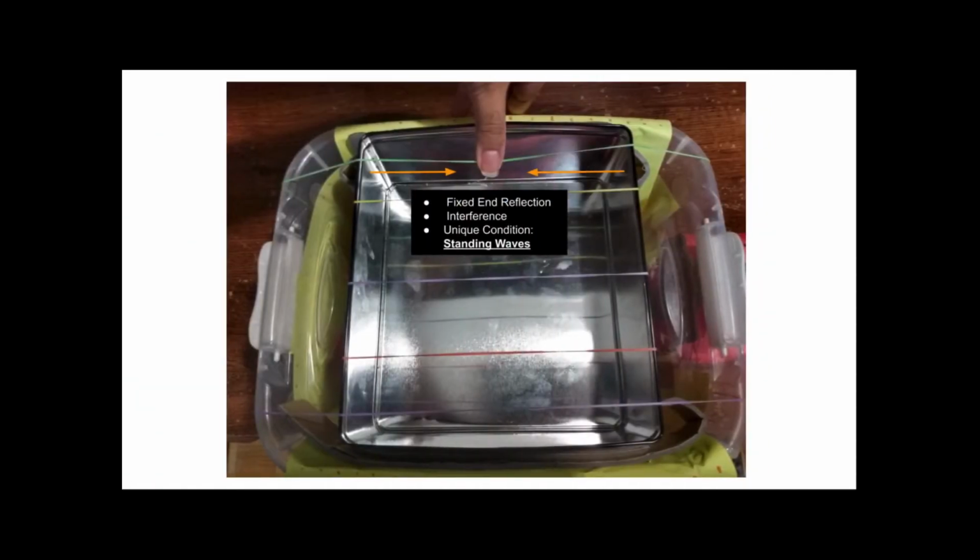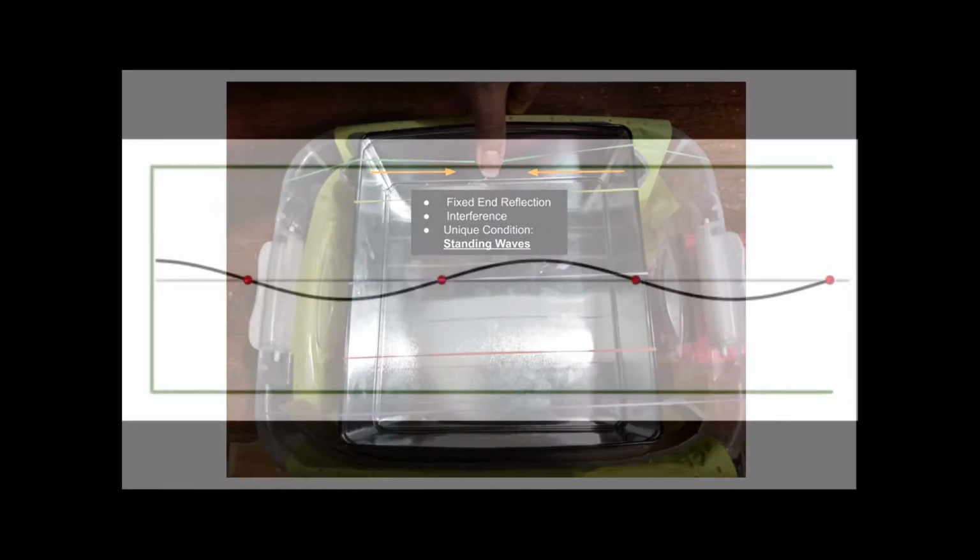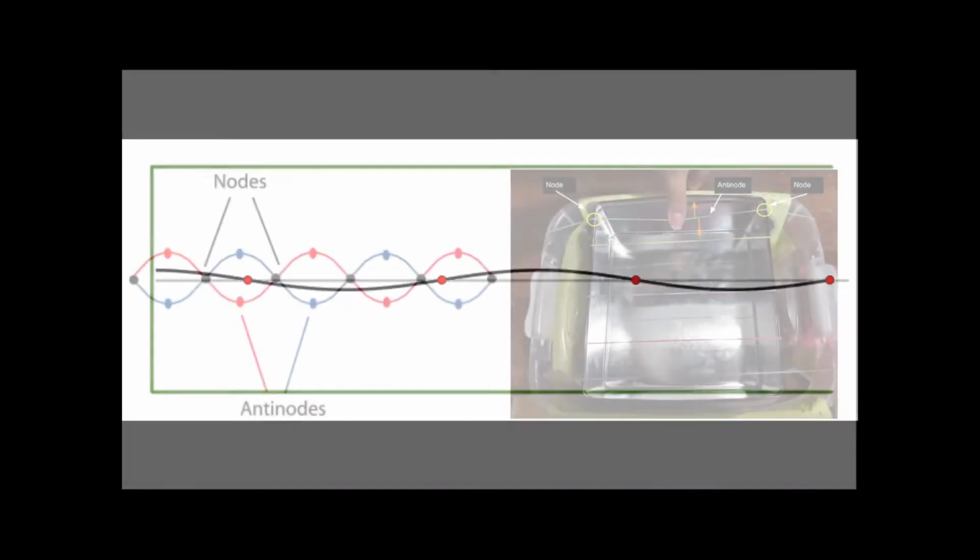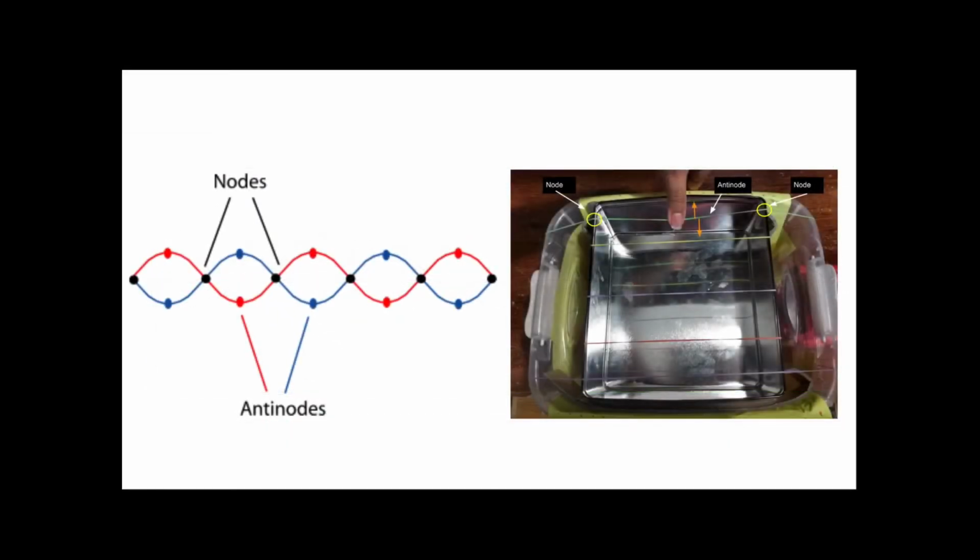Due to fixed end reflection, they become inverted and come back to where the string was plucked. These inverted pulses interfere with each other, and at some frequency, a unique condition called standing waves is produced. In standing waves, there is zero net energy transfer, and you can only see the motion of the particles moving up and down rather than the wave. As seen on the two images, the particles that move up and down are called antinodes, and the particles that remain fixed are called nodes.